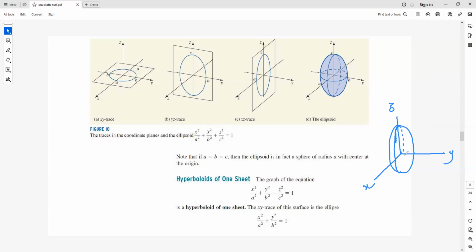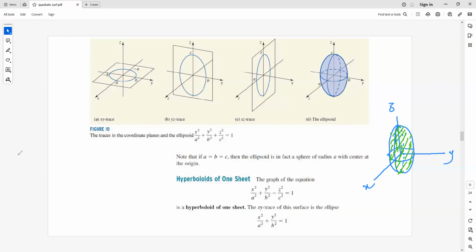It will be like this, and the trace on the xy plane will be in this form. Now we can see that this whole surface is nothing but an ellipsoid. So this is an ellipsoid, right? This is the way to draw a surface by using the idea of the traces.